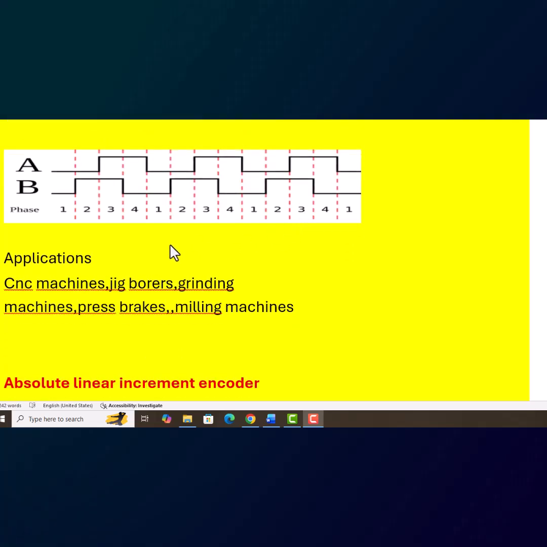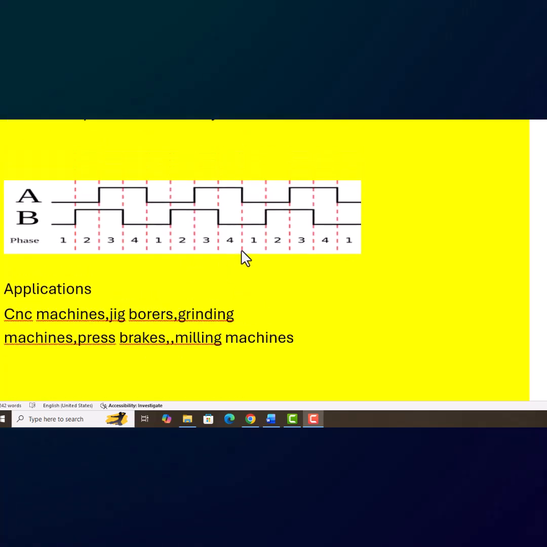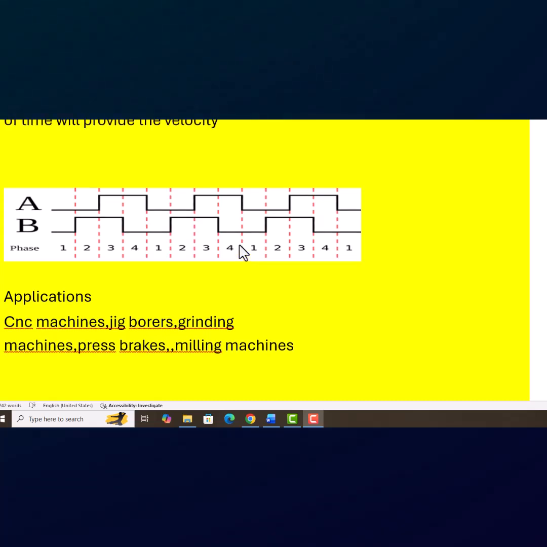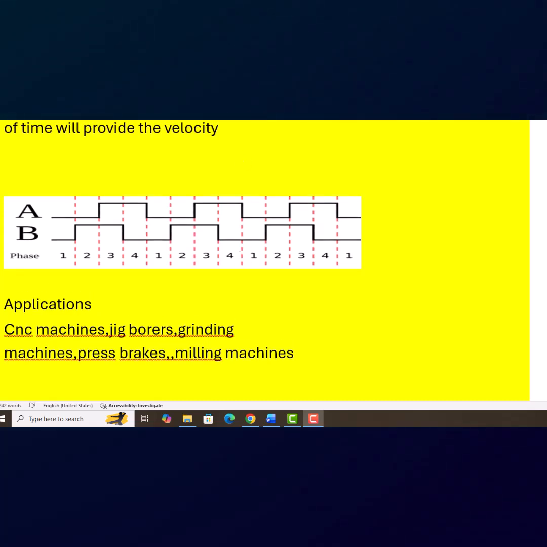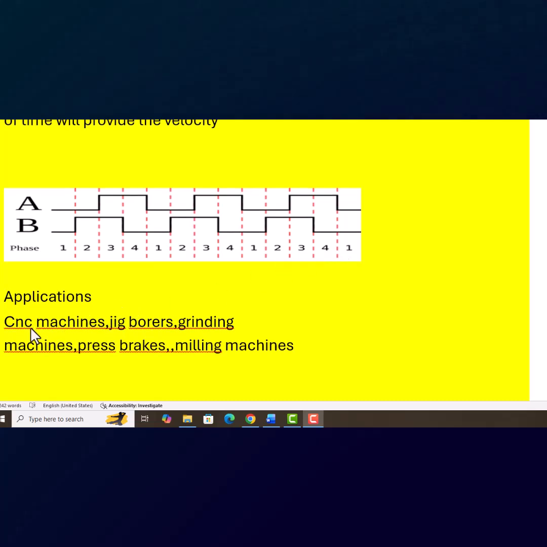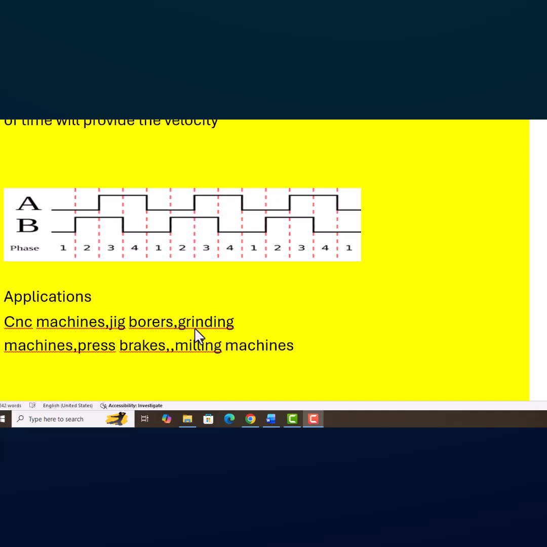When it comes to the application of this linear incremental encoder, it is used basically in CNC machines, jig borers, grinding machines, press brakes, milling machines, etc.